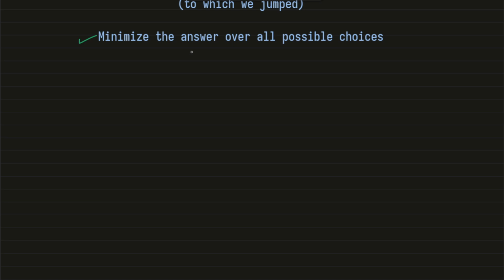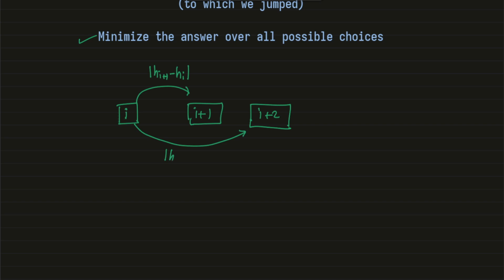So let's try to understand that. Suppose we were at some index i, and we can move to index i+1, and the cost in this would be |h(i+1) - h(i)|, or we could have moved to index i+2. The cost in this case would be the absolute value of the heights difference.